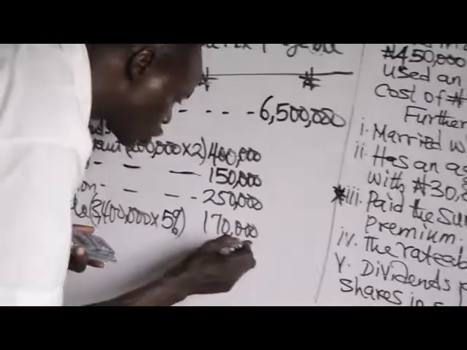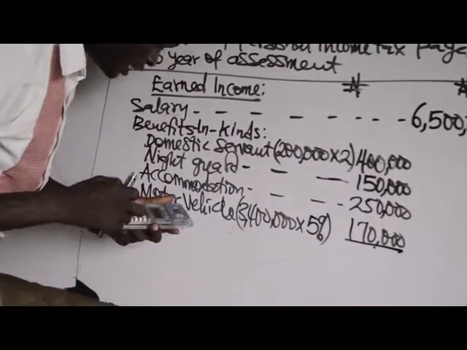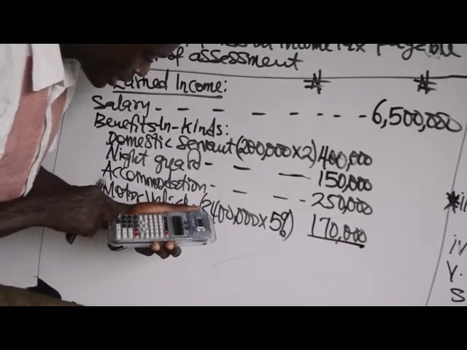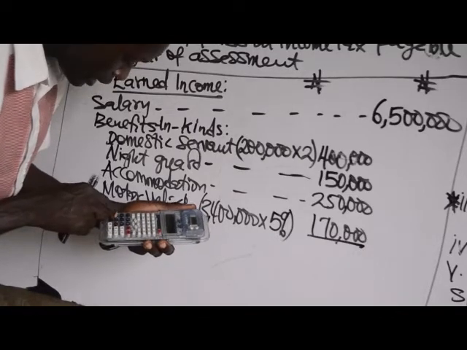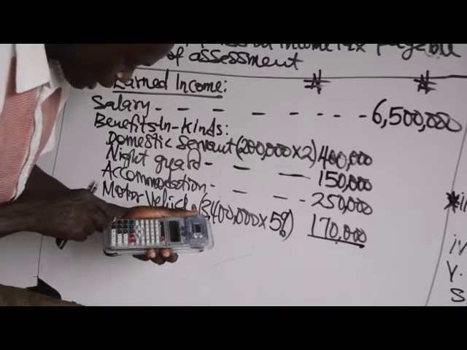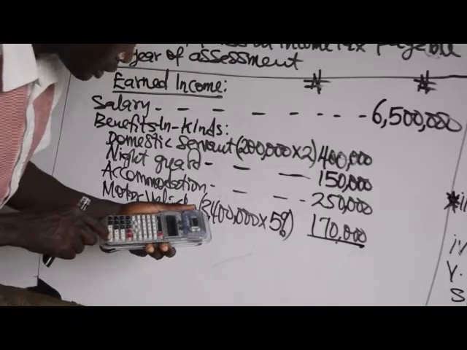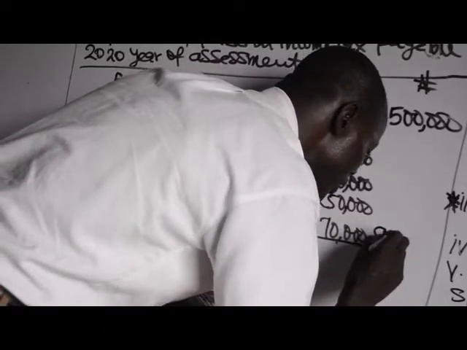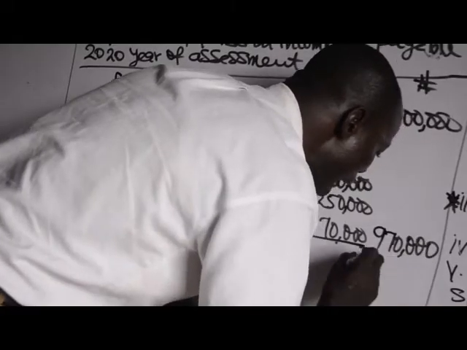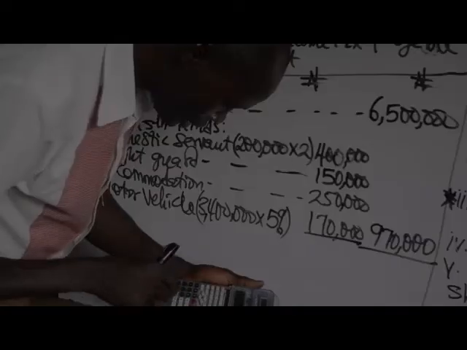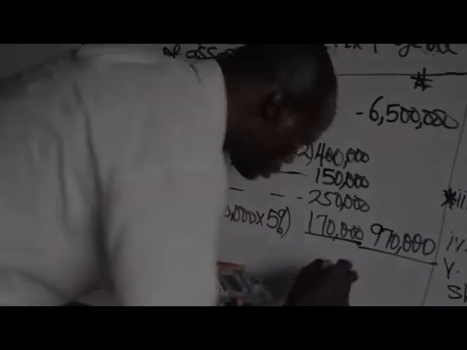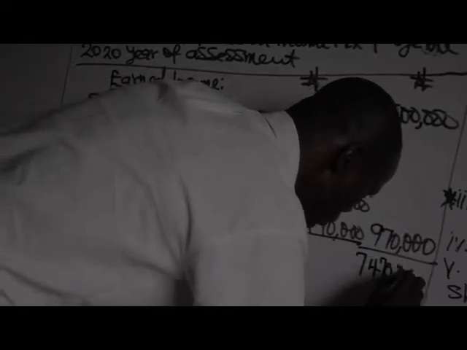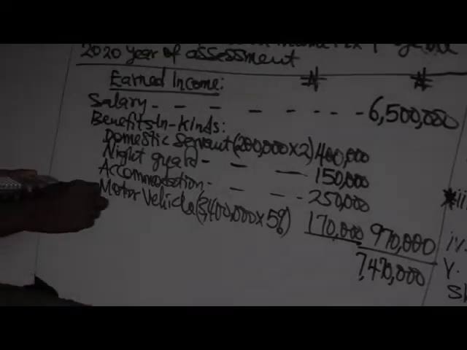Now, what is the sum of the taxable benefits in kind in the hands of the employee? 400,000 plus 150,000 plus 250,000 plus 170,000. So that totals 970,000. If you add the 970,000 to 6.5 million, that totals 7,470,000. That is the total earned income.